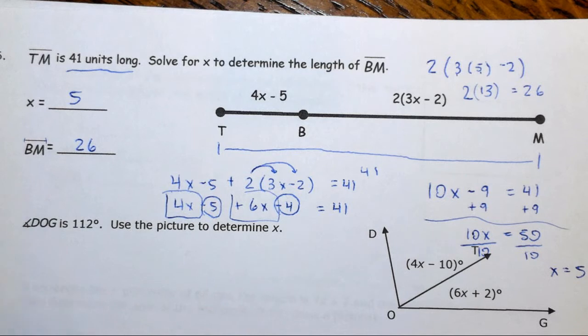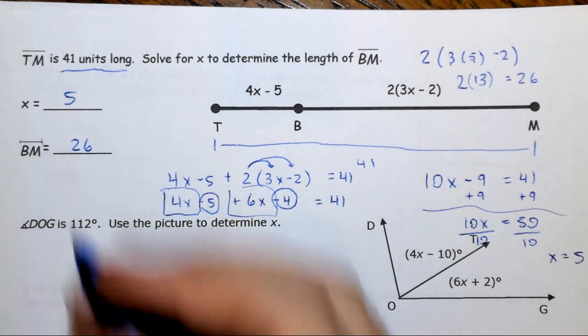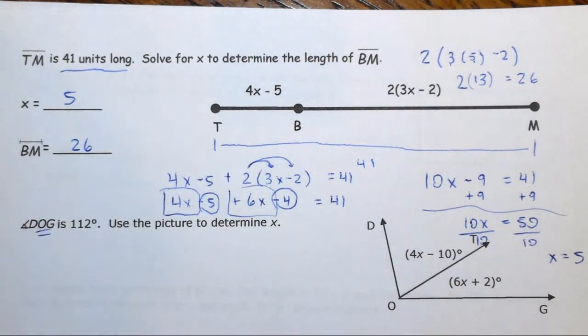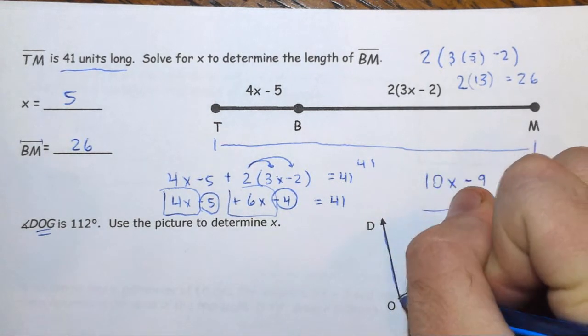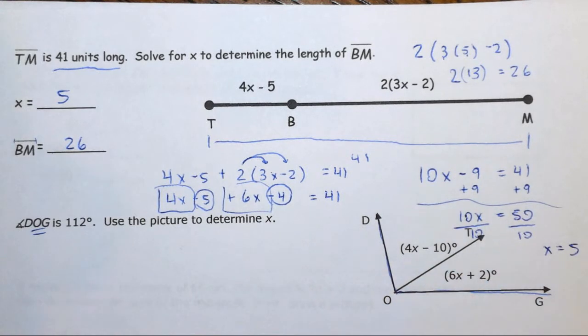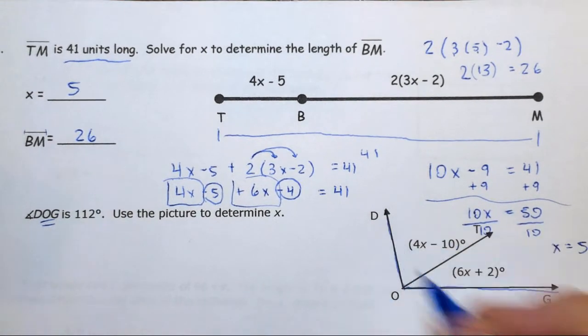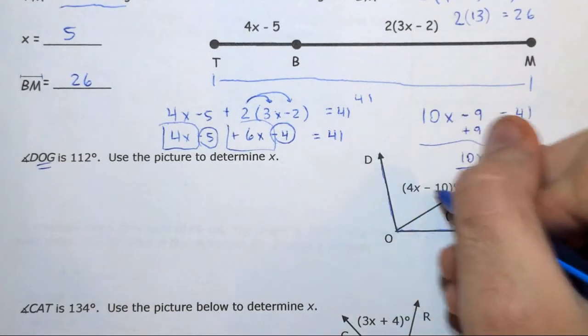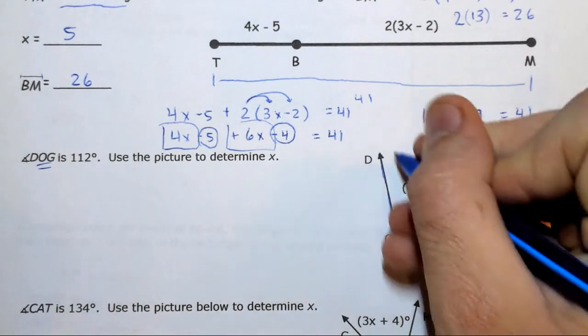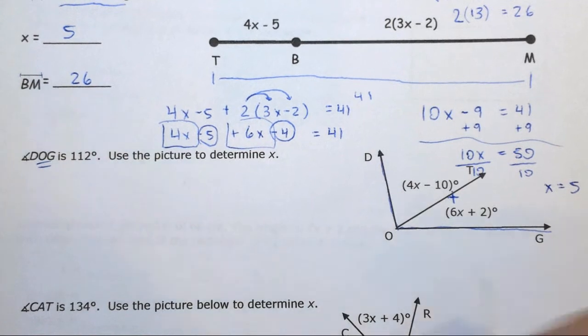Okay, number 27, angle DOG. Oh, I missed my puppy. Angle DOG is 112 degrees. Use the picture to determine x. Alright, well, the angle DOG, dog, is this angle right here. And so I know that these two angles add up to equal the total angle. So I'm going to write the equation for it.